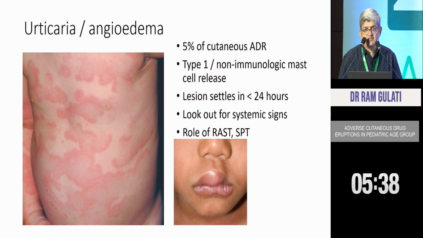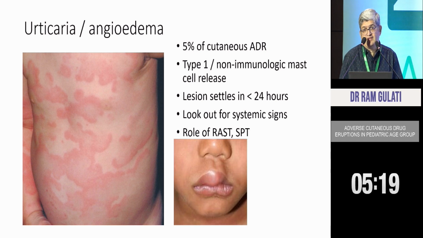Urticaria, angioedema: almost 5% of the cutaneous reactions are urticarial. They are type 1 reactions, but sometimes non-immunologic mast cell release can cause histamine and other mediators. Individual lesion is going to last less than 24 hours, so that is the hallmark. And as Dr. Kiran Ghosh said, if the lesion is lasting more than 24 to 48 hours, start thinking in terms of an urticarial vasculitis.